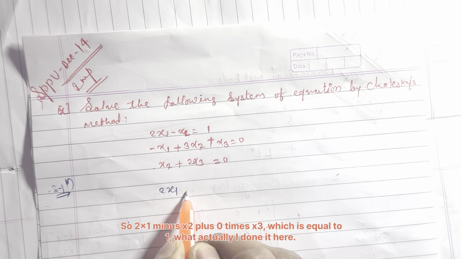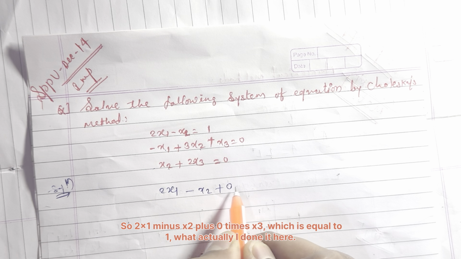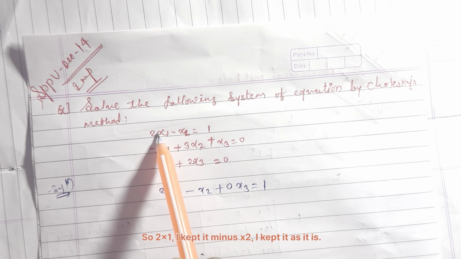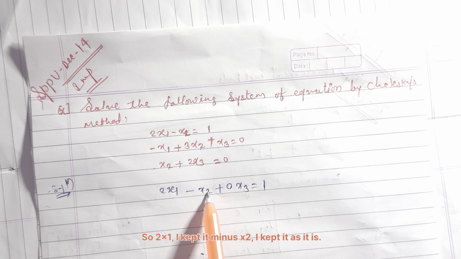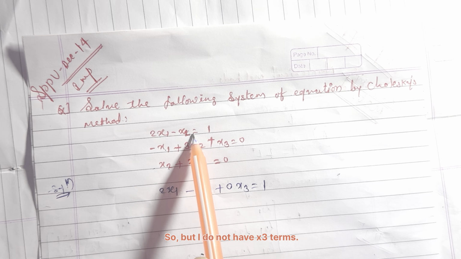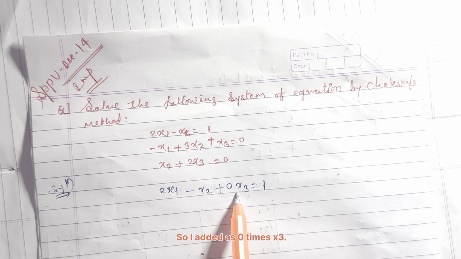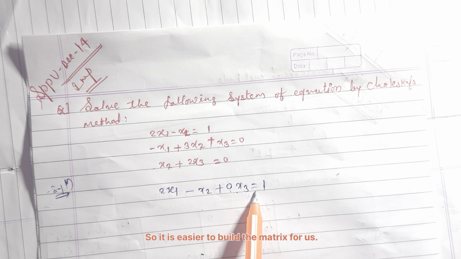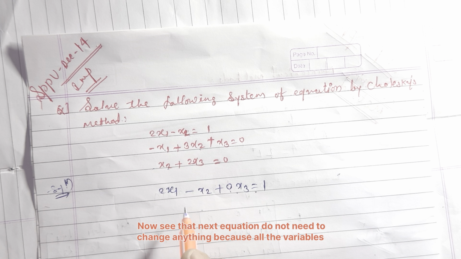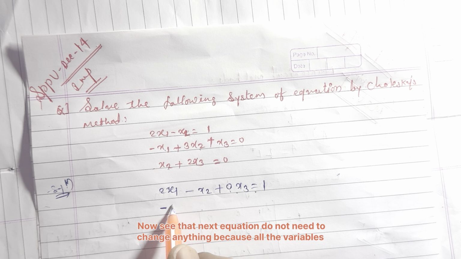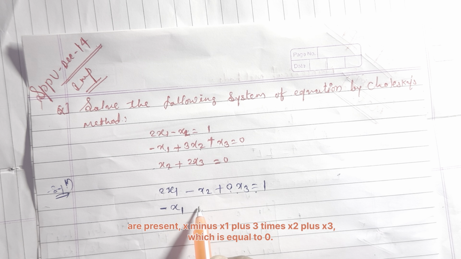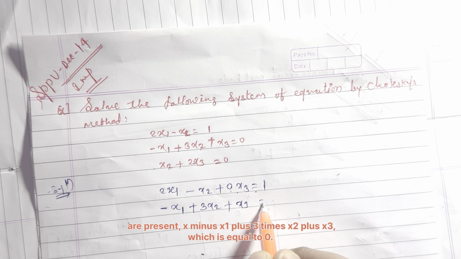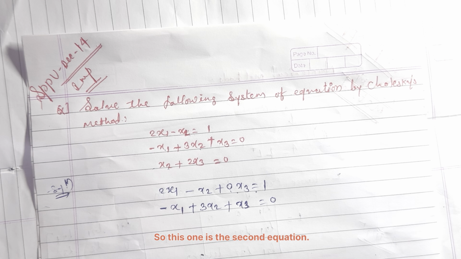So 2x1 minus x2 plus 0 times x3 is equal to 1. What did I actually do here? I kept 2x1 and minus x2 as they are, but I don't have an x3 term, so I added 0 times x3, which is already 0, equal to 1. This makes it easier for us to build the matrix. For the next equation, we don't need to change anything because all the variables are present: minus x1 plus 3 times x2 plus x3 is equal to 0. This is the second equation.